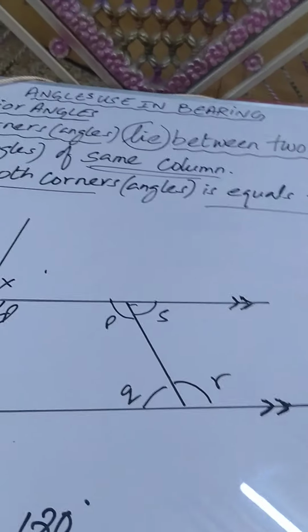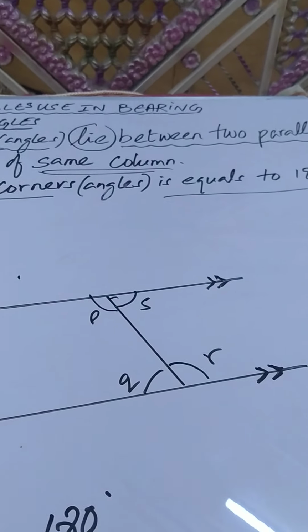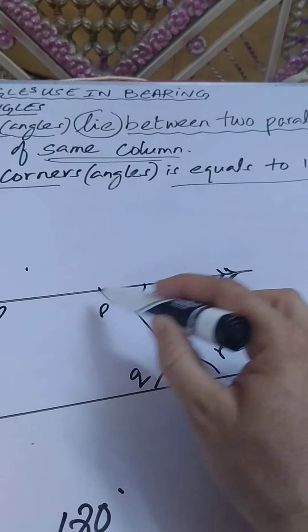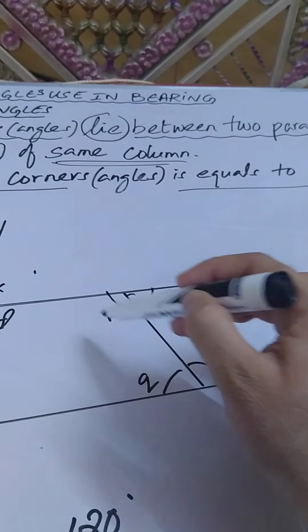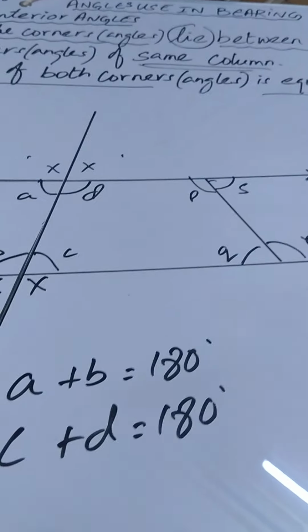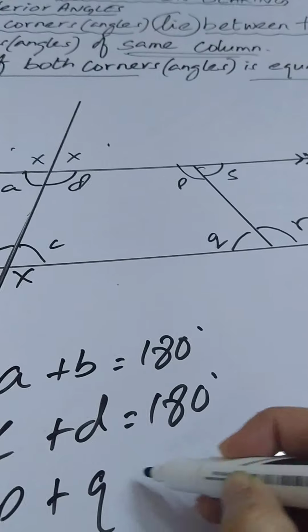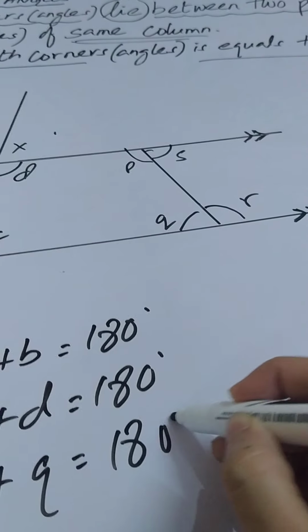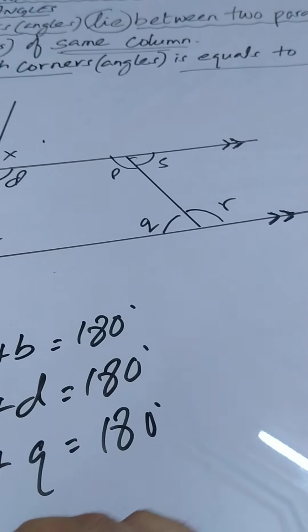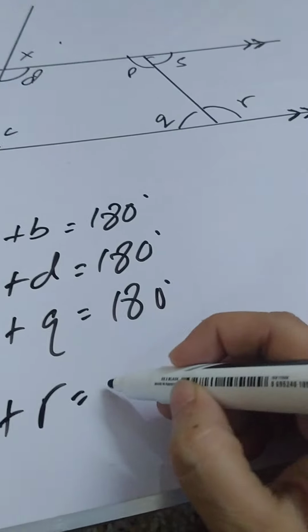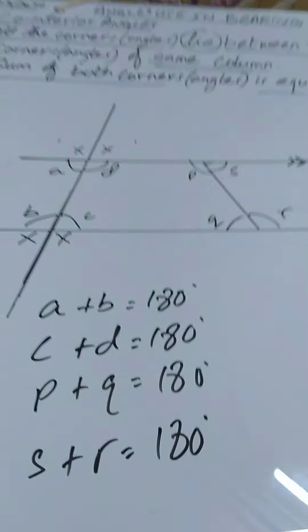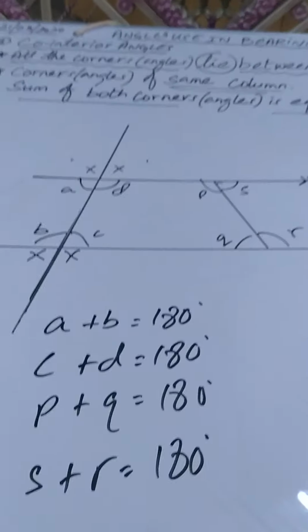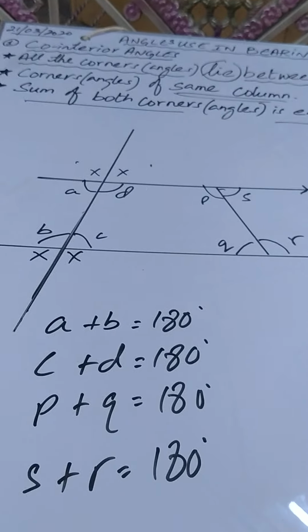So for co-interior, remember 3 things. Number 1, all the corners lie between the two parallel lines, corners of same column, and sum of both corners. So P plus Q is equal to 180 degrees. In the same way, S plus R is equal to 180 degrees. So guys, this is called co-interior angle. This angle will make your bearing very easy.